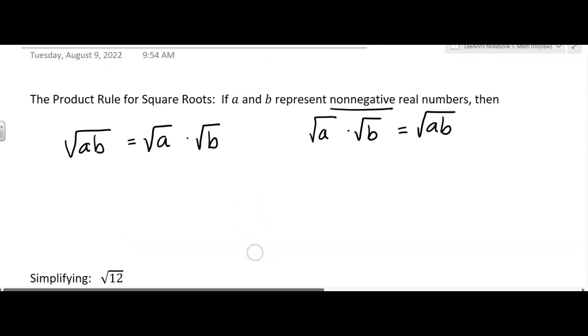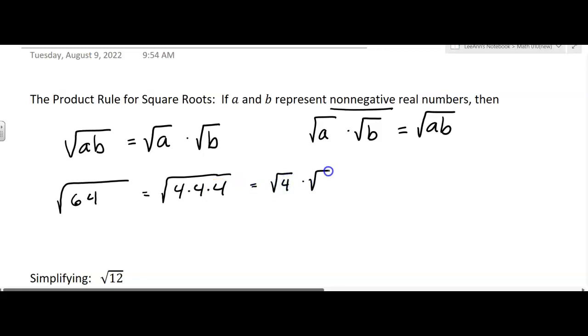So you might remember we kind of used this already. We said 64, we could think of that as 4 times 4 times 4. We used twos, but if you think about it, 2 times 2 is 4. So you could say that, and then you could split each of those up. What's the square root of 4? And then you would get 2 times 2 times 2. So you'd have to know the square root of 4, but that's kind of the idea we were using.